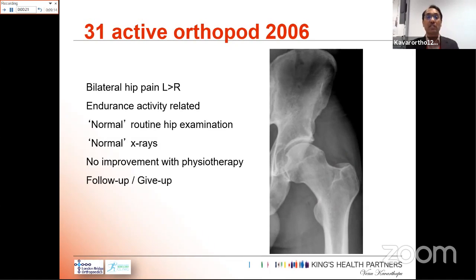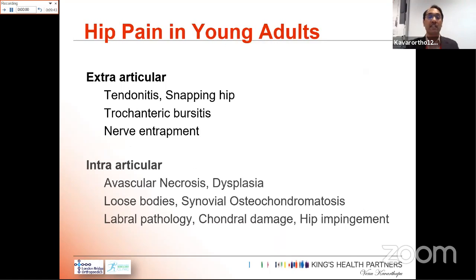And the x-rays were also labeled as normal at that time, meaning there were no degenerative changes and no traumatic changes or bone fragments noted. He had multiple courses of physiotherapy with no significant benefit. So the management plan at that time was either to keep following up, or he should give up his endurance physical activities, which he loved the most, the marathon running and other triathlete-related activities.